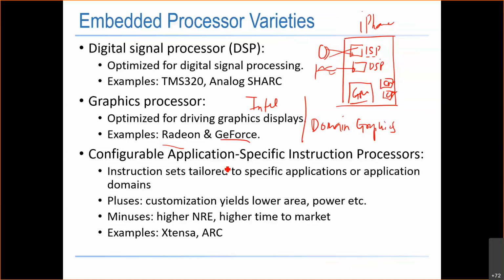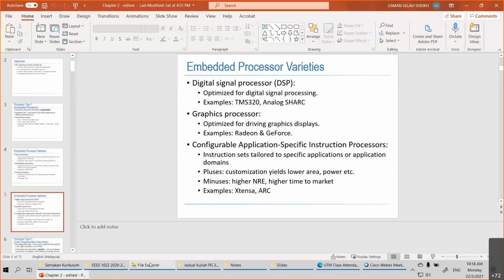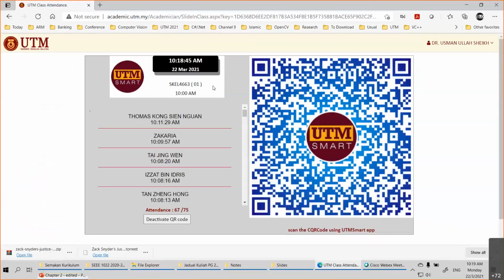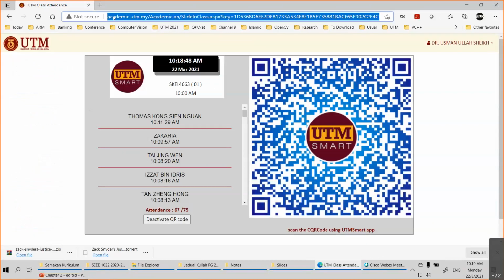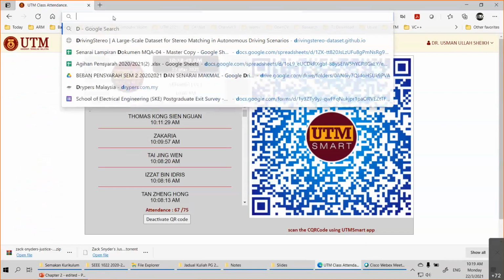Sometimes you may need an application specific instruction processor, or ASIP. This is tailored for a specific application. So you may have a specific application that you want to accelerate and still keep programmable. Then you may have an ASIP. Let me just demonstrate one of them. Let me go here. Let me see, for example, the Canon DIGIC.